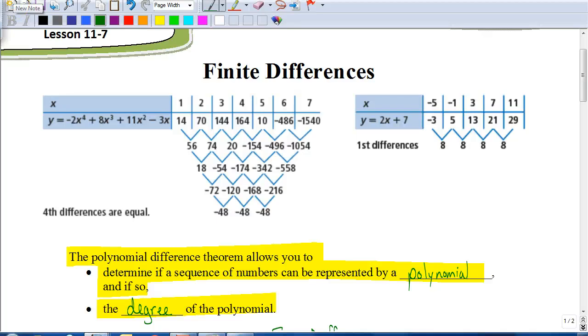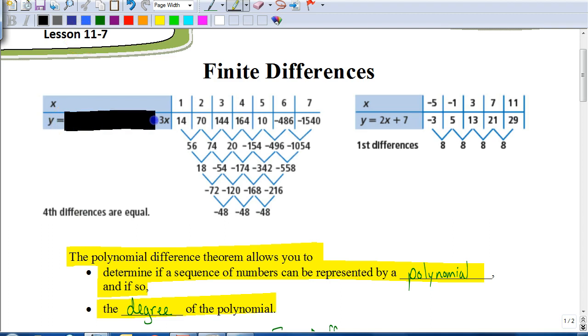Okay, in this lesson we're going to be looking at what's called finite differences. In the past we've looked at situations where they give us an equation and we can use that equation to identify what the degree of the polynomial is going to be. But in this lesson they're going to give us the data that would fit into a polynomial, and we need to figure out whether or not the polynomial exists, and if so, what the degree of the polynomial would end up being.